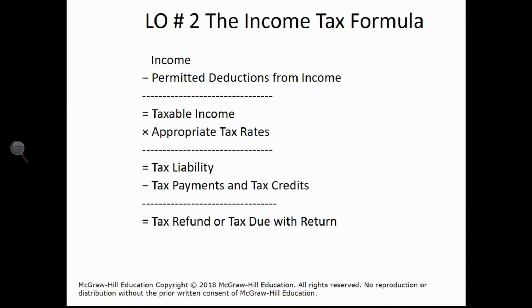The very basic formula, which we will be expanding on throughout this course, is the income tax formula, where we start with our gross income, deduct any permissible deductions. That gives us our taxable income, multiply that by the appropriate tax rates, and we have what we owe to the IRS and to the federal government, the tax liability. We'll deduct any tax payments and any credits that we have coming, and we wind up with our comparison between what we paid and what we owe. And if we overpaid, we get a refund. If we didn't pay enough, we'll owe.